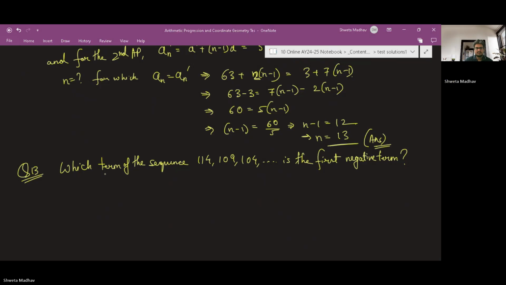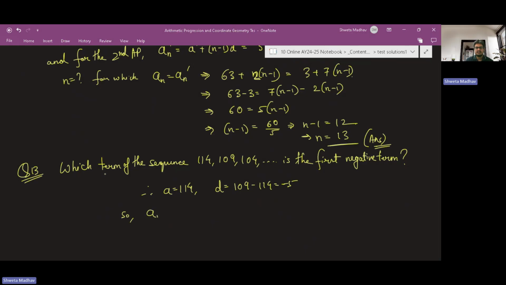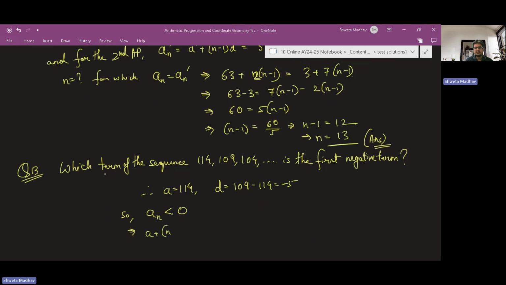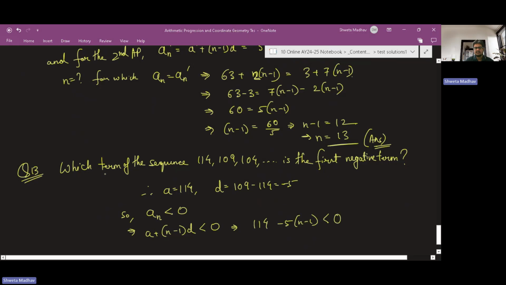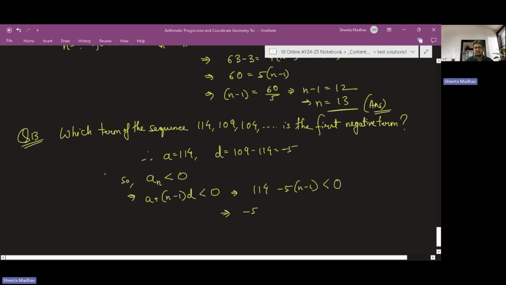Here the first term is given as 114, and the common difference is 109 minus 114, which is equal to minus 5. So the first negative term means the nth term an should be less than 0. It means a plus n minus 1 into d should be less than 0, which means 114 minus 5 into n minus 1 should be less than 0, so minus 5 into n minus 1 should be less than minus 114.